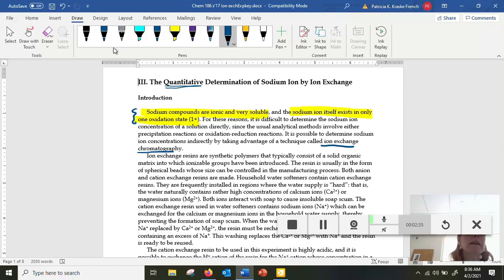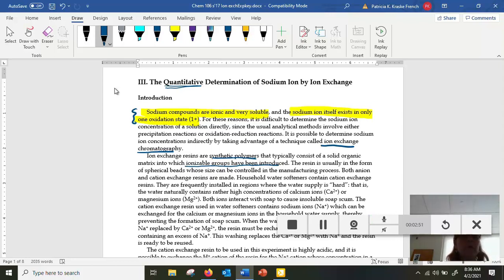Okay, now ion exchange resins, that's what they're called, are polymers, and they're organic polymers that have ionizable groups that have been attached to them. Okay, so the resin, which is usually in little bead form, actually has, in our case, sulfite groups attached. And this sulfite group is going to be the substance that catches the sodium.